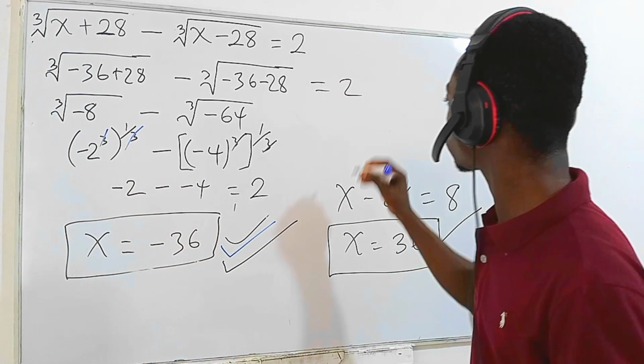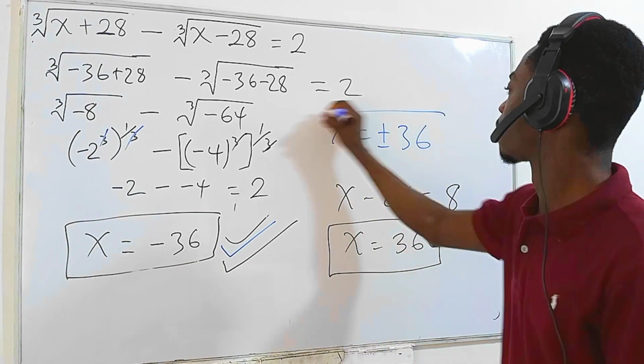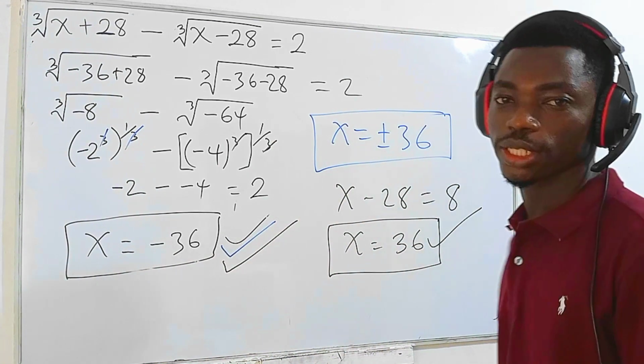So finally, we have two answers. x is equal to plus or minus 36. And these are the only real solutions to the problem.